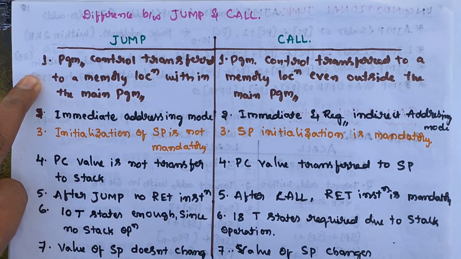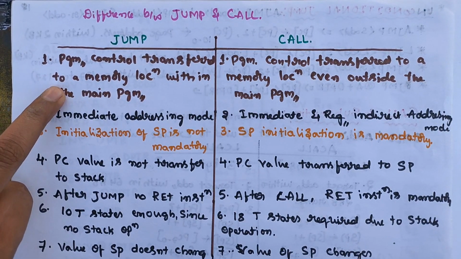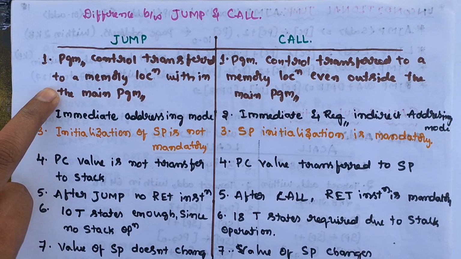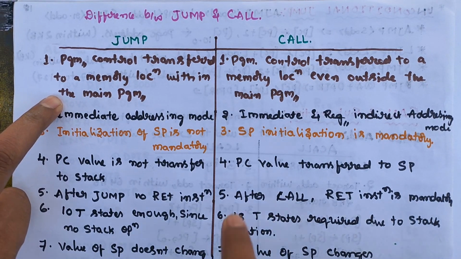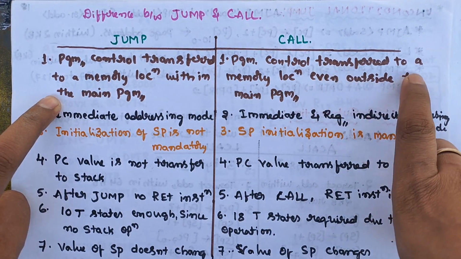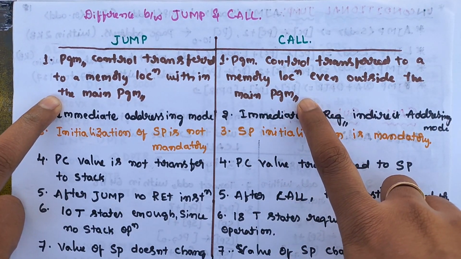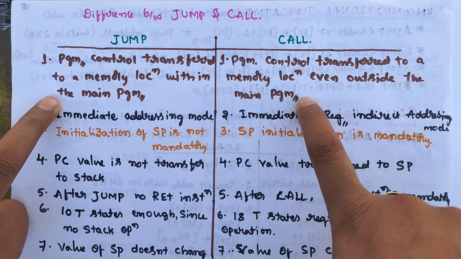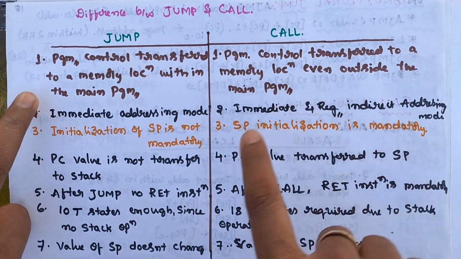A jump is a program control transfer to a memory location within the main program. We know that conditional and unconditional jumps are related only to the main program. There is no subroutine. Therefore, program control transfers to a memory location within the main program. In the call instruction, the program control transfers to a memory location even outside the program, because a subroutine is not only related to internal main memory, it is also related to external memory. Therefore, it will jump to some other part of the main program also.